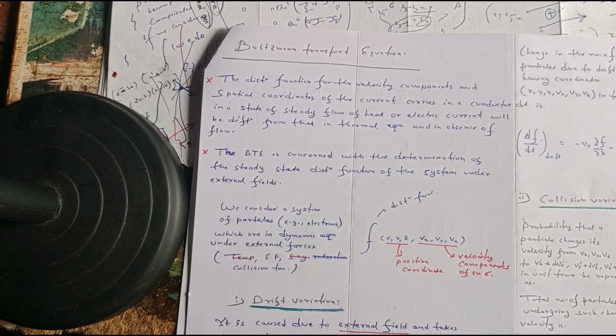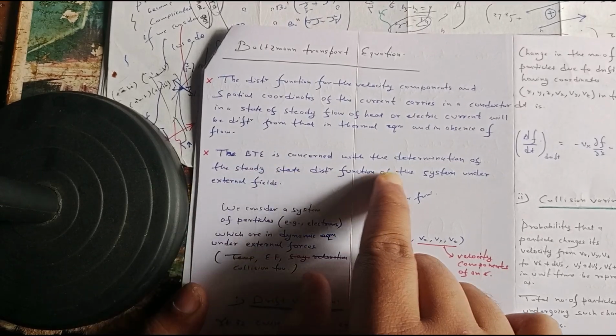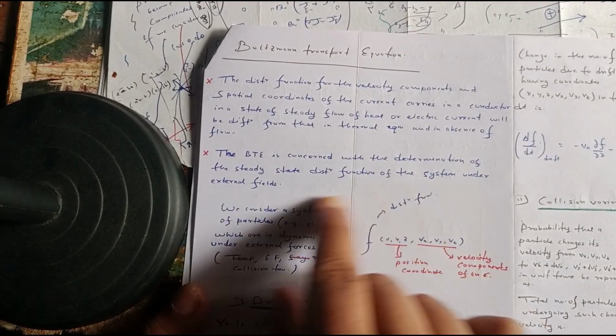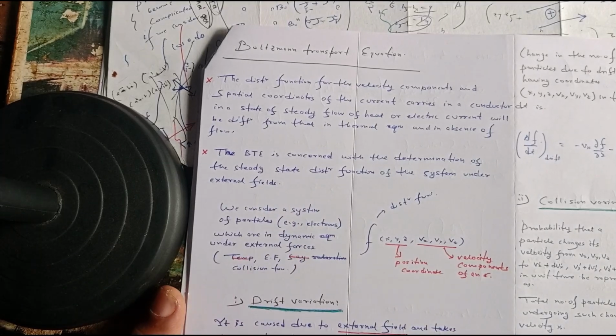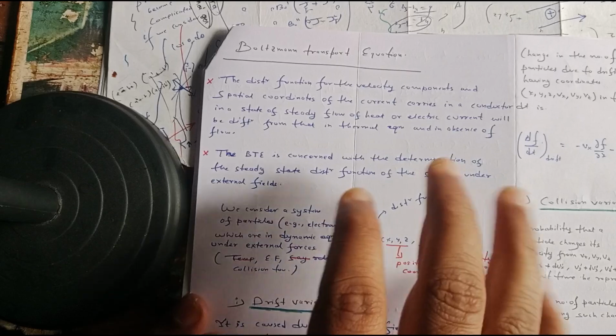Today we are going to understand the Boltzmann Transport Equation. This Boltzmann Transport Equation is concerned with the determination of the steady state distribution function of the system under external fields. Before going to understand this definition, first of all let's clear a few of the terms.